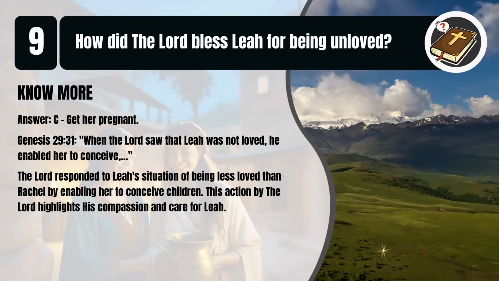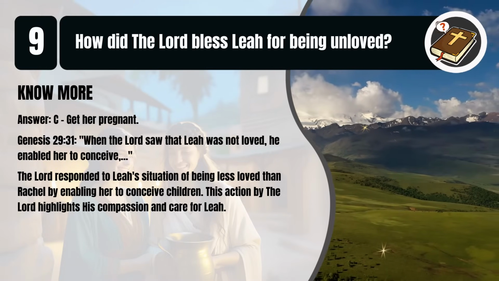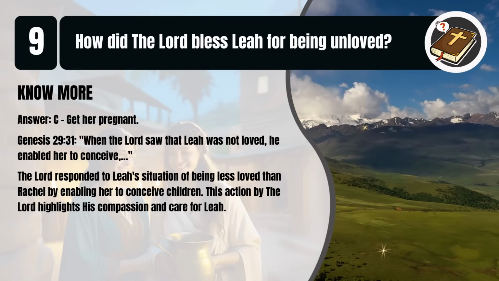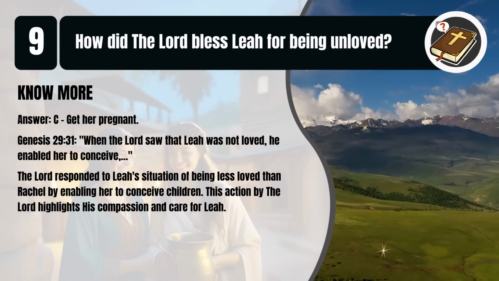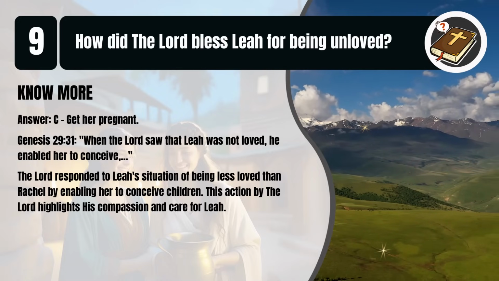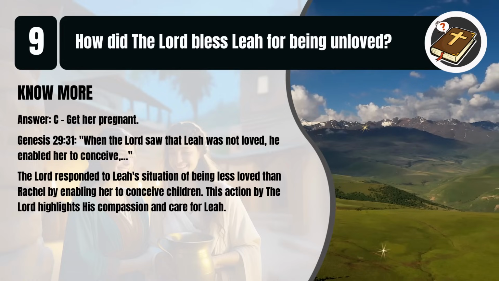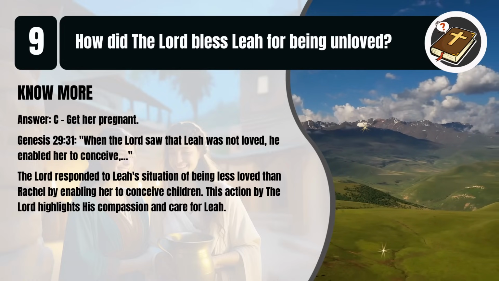That's C, get her pregnant. Genesis chapter 29, verse 31. When the Lord saw that Leah was not loved, he enabled her to conceive. The Lord responded to Leah's situation of being less loved than Rachel by enabling her to conceive children. This action by the Lord highlights his compassion and care for Leah.